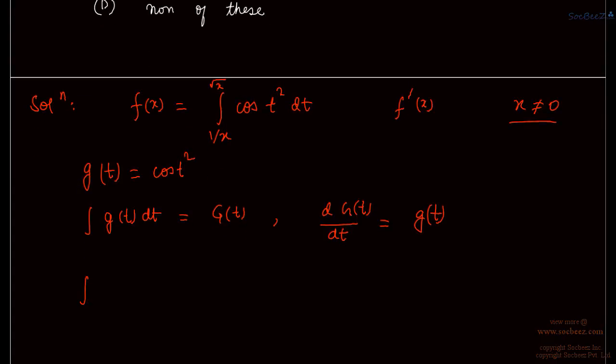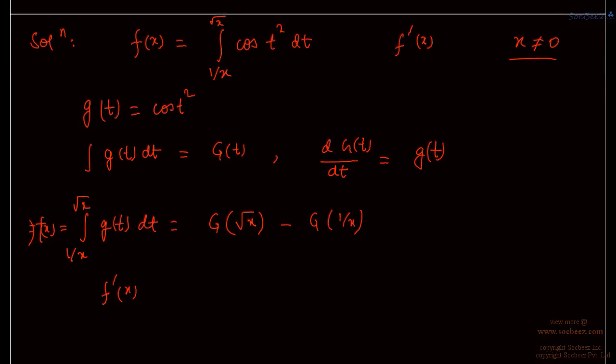So we have the integral from 1 upon x to root x of g(t) dt as G of root x minus G of 1 upon x, since the upper limit comes first. Now this is f(x). So we have f dash x as G dash of root x minus G dash of 1 by x.